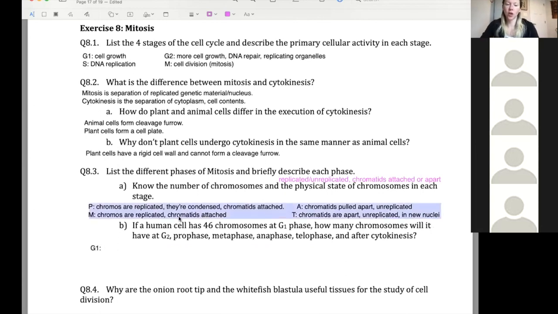So for part B of this question, now it's bringing in the numbers of chromosomes and it's using the human cell as an example. If in G1 we have 46 unreplicated chromosomes, how many chromosomes will we have at G2? So after S phase, how many chromosomes do we have? 92. 92. We've got 92 pieces of DNA, or you could say 46 replicated chromosomes, right? Because they haven't been pulled apart yet. They've just grown a little identical twin next to each one. So you could say 46 replicated, 92 total.